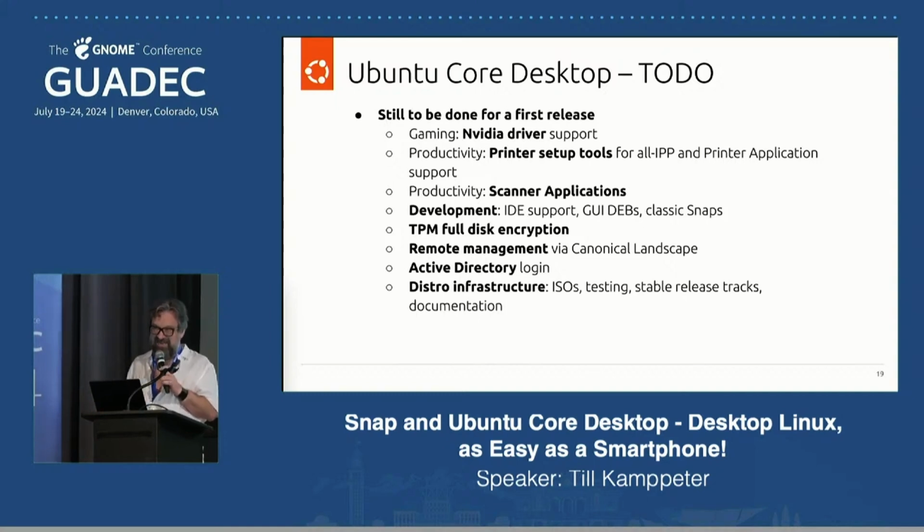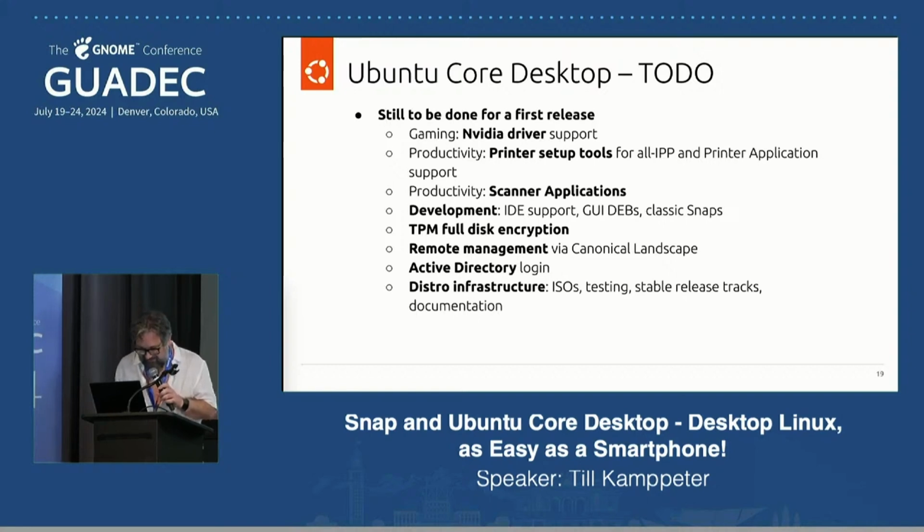We also need scanner applications to be able to add scanner drivers, which is also under development. We need also more development support. For example, that we have an IDE which is installed as a snap and can access your LXD containers. And TPM full disk encryption, remote management with Canonical Landscape, Active Directory login, because Ubuntu Core Desktop is also very nice for the corporate desktop where one wants to manage hundreds or thousands of machines. It's much easier with this all-snap immutable distribution.